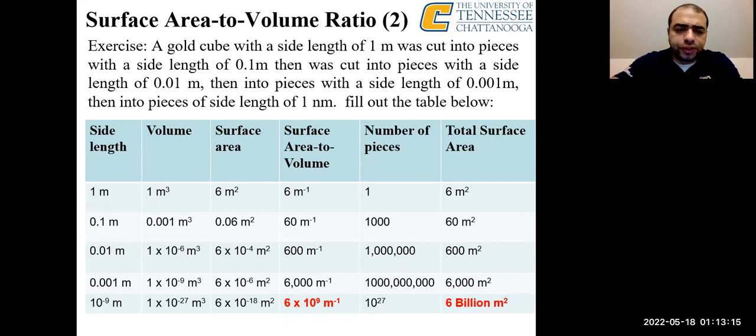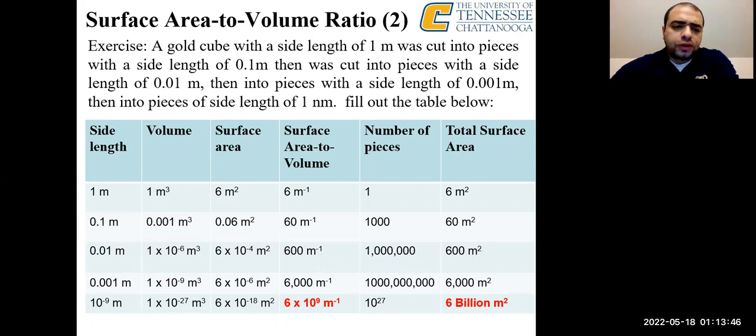Let's fill out the table over here. This is the side length, as you see, and we go from 1 meter all the way to 1 nanometer. Then the volume of each cube that we get, the surface area of each cube, the surface area to volume ratio of each cube, the number of pieces in total that we have, and finally the total surface area that is achieved.